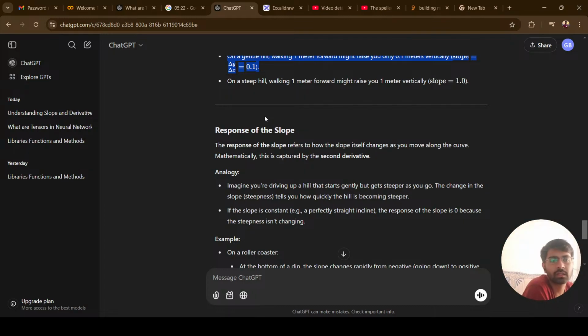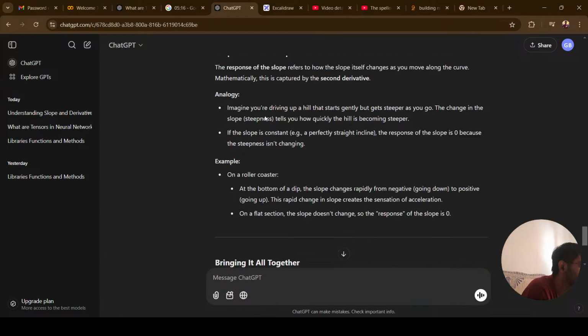How quickly the hill is becoming steeper. On a roller coaster, at the bottom the slope changes rapidly from negative down to positive. The rapid change in slope creates the sensation of acceleration. If the slope doesn't change, the response of slope is zero.